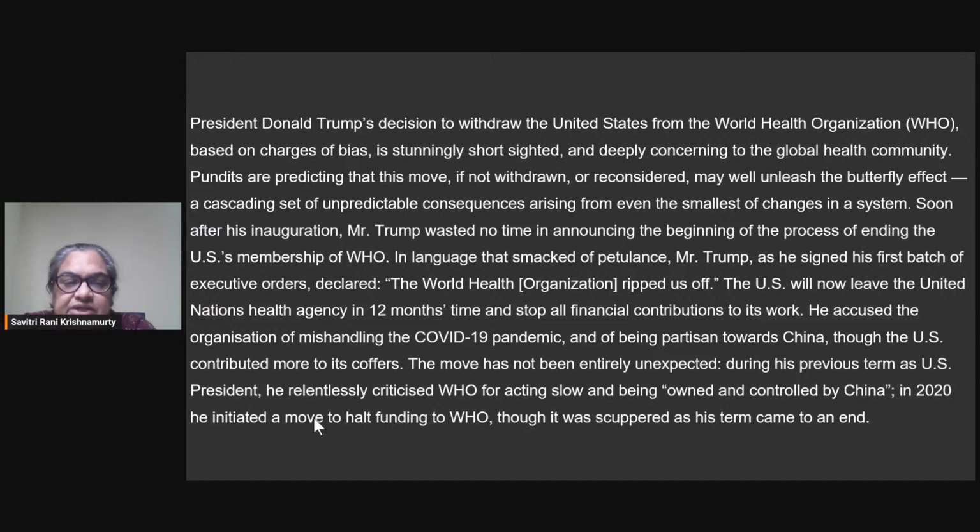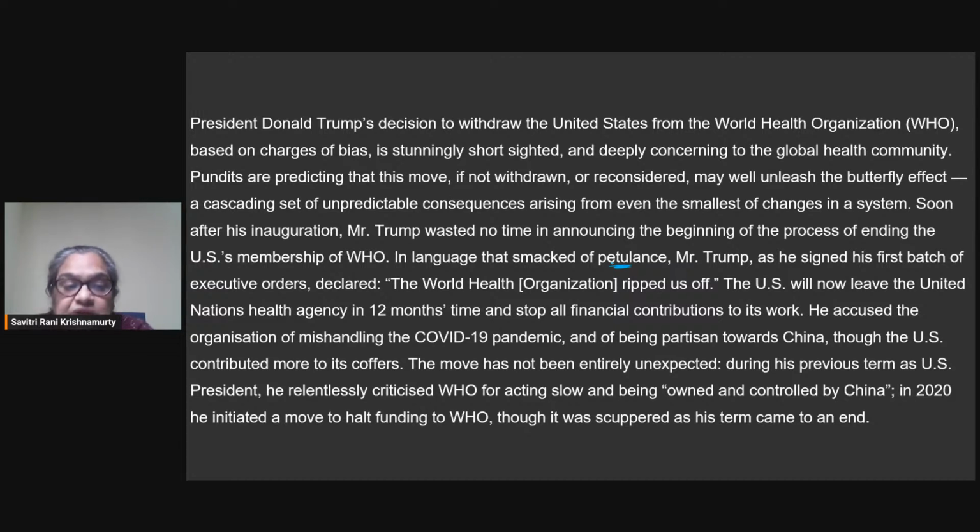Soon after his inauguration, Mr. Trump wasted no time in announcing the beginning of the process of ending. Look at how beautifully the phrase has been used. The beginning of the process of ending the US's membership of WHO, in language that smacked of petulance. You know what is petulant? Childish, silly behavior. Mr. Trump, as he signed his first batch of executive orders, declared the WHO ripped us off. That means they looted us.